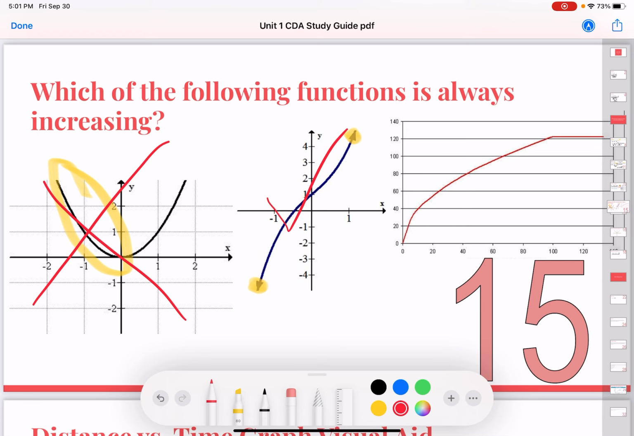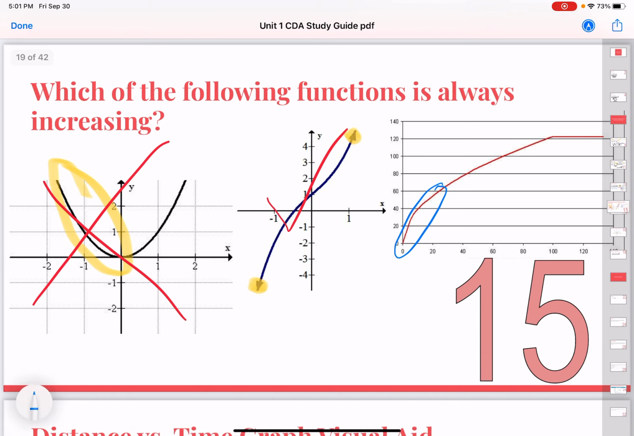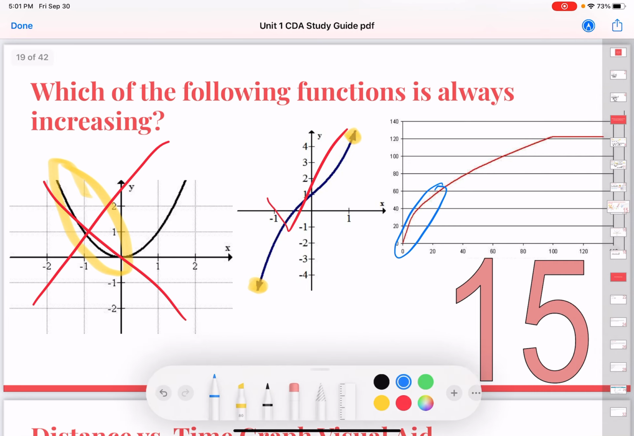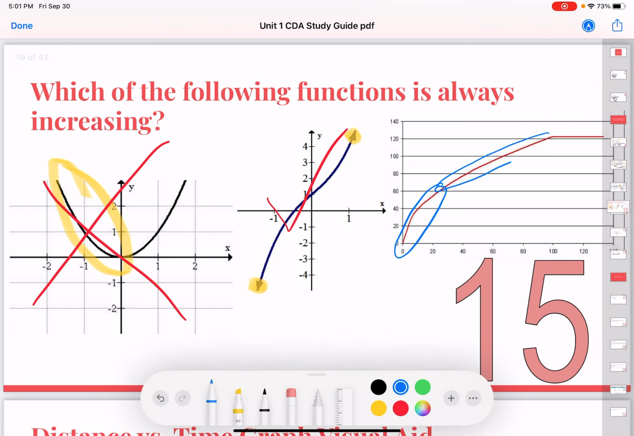Now this last one is a little tricky because it looks like, yeah, it's increasing from here to here. I'm going to do this in chunks because it looks like it's changing a little bit. So from here to here, and then also from here to here, it's increasing at a slower rate, but the y values are definitely still getting larger.